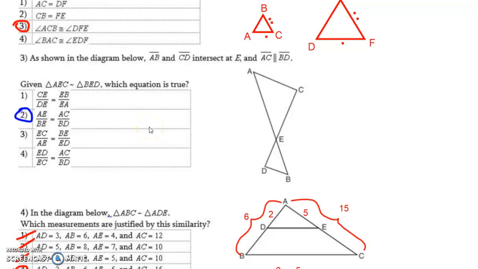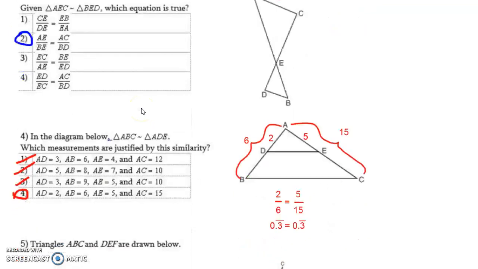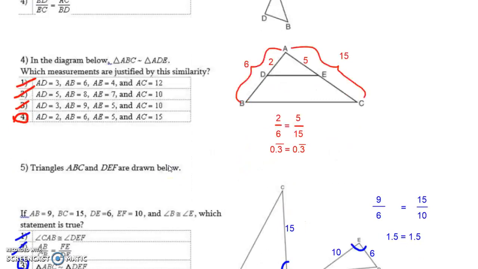Here, you should remember this. This was a problem from before. For number 4, you were able to do the drawings here and see that 0.3 repeating is equal to 0.3 repeating. These are proportional sides. Since they're similar, that means that these sides should be proportional. All the other sets of sides were not proportional. For example, 3 divided by 6, that's 1/2. 4 divided by 12 is 1/3, so that's wrong.